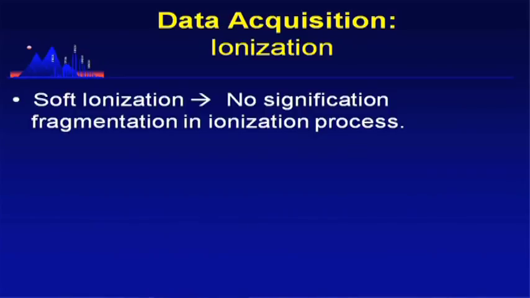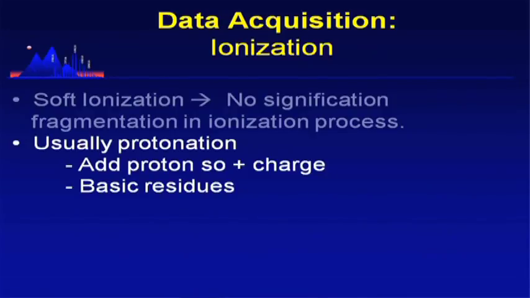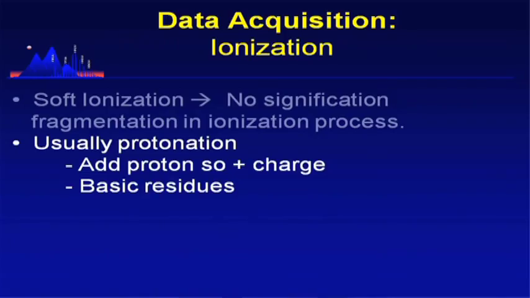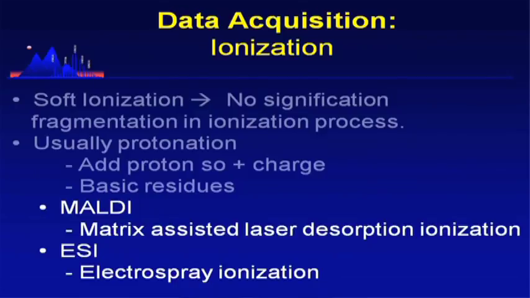So again, we're doing soft ionization here, which means that we're going to get no significant fragmentation in the ionization process. While you can create negative ions and look for those, we almost always look for positive ions, which is from protonation. That's because we will want to fragment these later on in the mass spectrometer, and I'll talk about that. The positive ions fragment better in the mass spectrometer, and it's generally a more efficient process to create positive ions than negative ions.